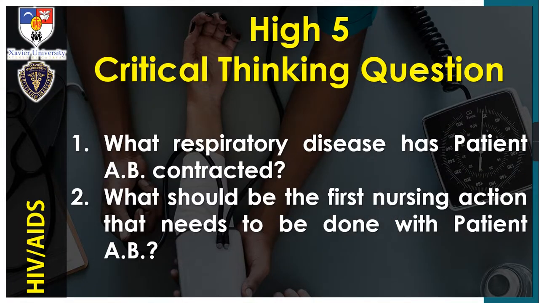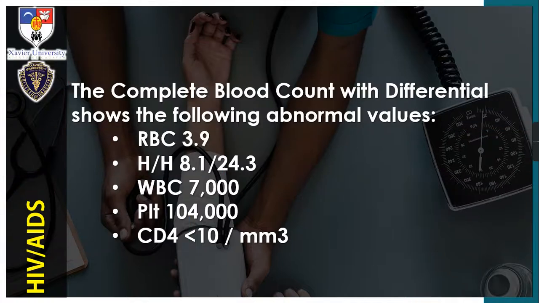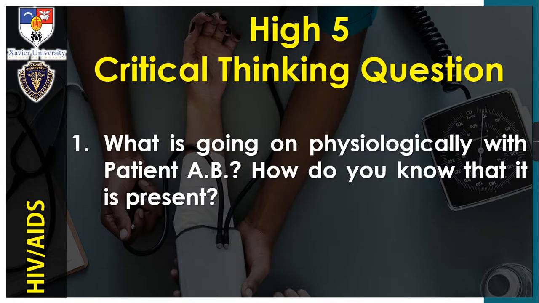Critical thinking question: what respiratory disease has patient AB contracted? What should be the first nursing action that needs to be done with patient AB? Furthermore, the complete blood count with differential shows the following abnormal results: RBC of 3.9, H&H of 8.9 over 24.3, WBC of 7,000, platelet of 104,000, CD4 is less than 10 per cubic millimeter. Critical thinking question: what is going on physiologically with patient AB? How do you know that it is present?